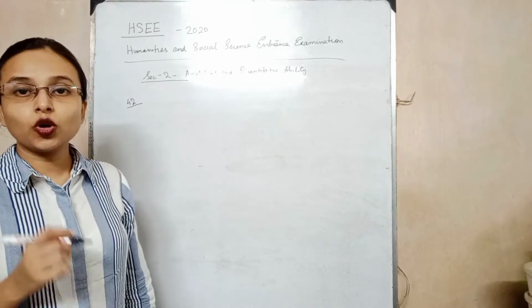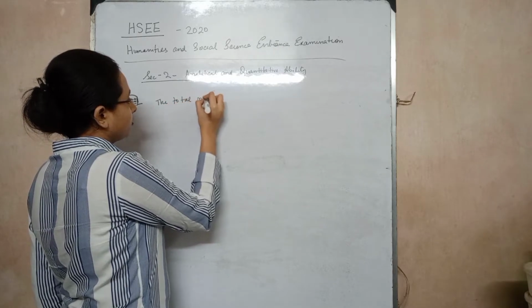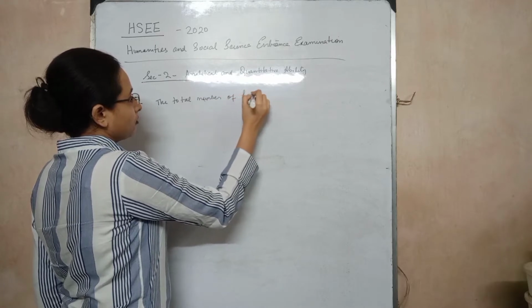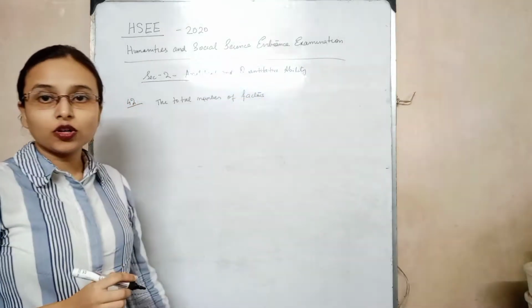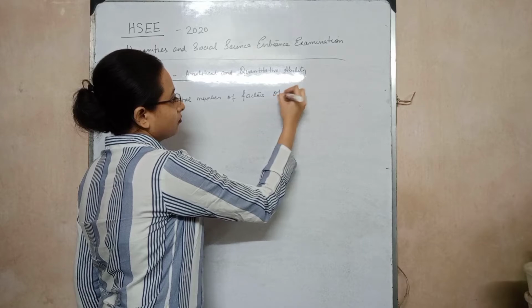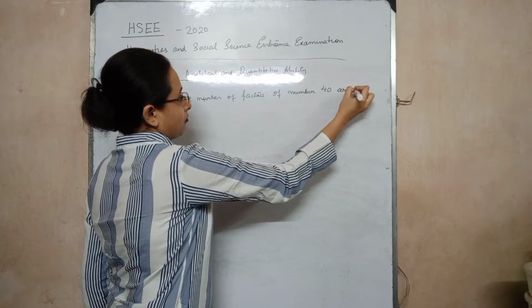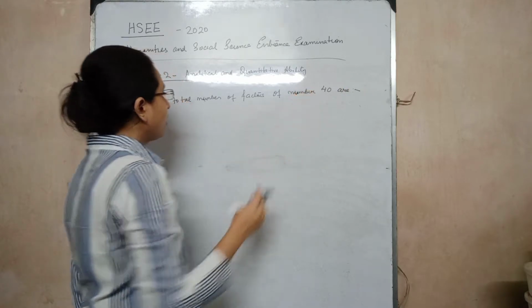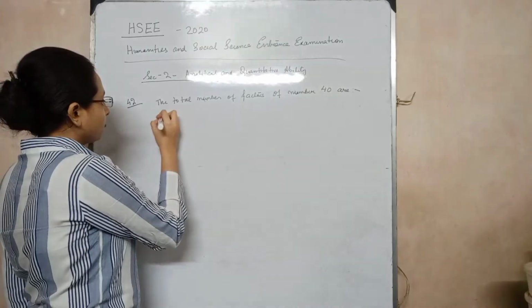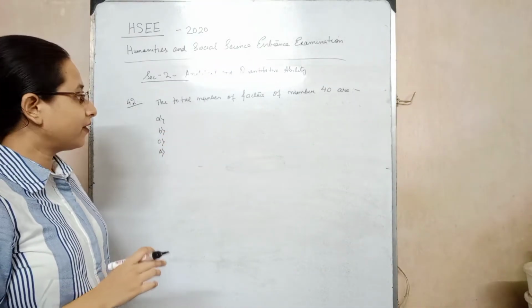Question 42. The total number of factors of the number 40 are. I told you we will be having 4 options.